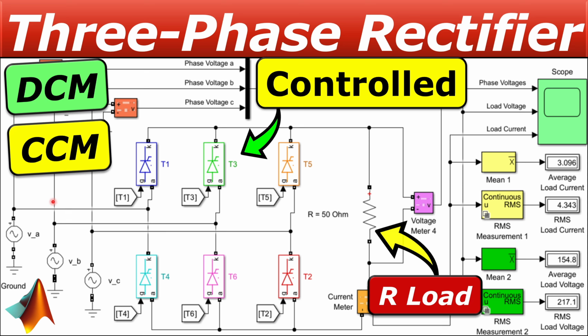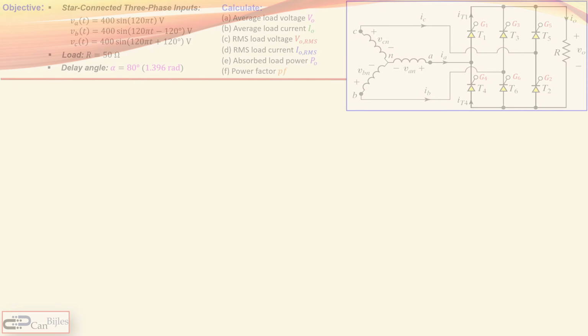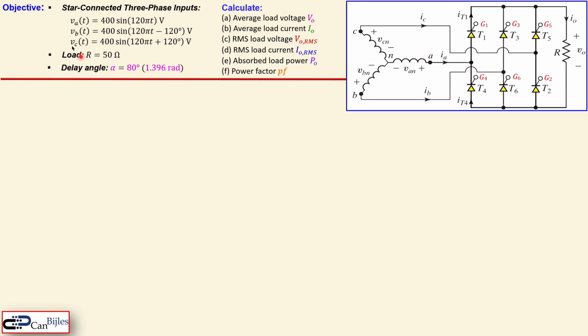Of course, we will work out everything step by step in our calculations and verify these in MATLAB Simulink simulations. So we start first with the discontinuous current mode. The objective of our design for this example will be a star-connected three-phase input circuit. We see here the voltages given as 400 phase voltage and the frequency is 60 Hz, and each phase voltage will be then shifted by 120 degrees.